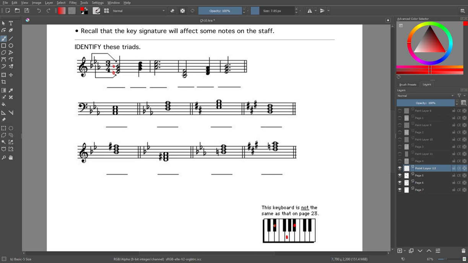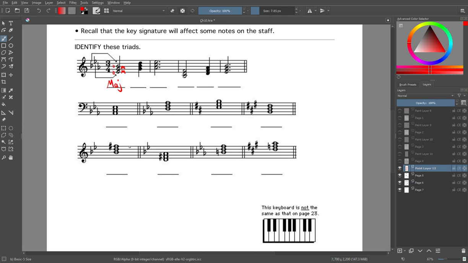Remember, we have to figure out what the thirds are. So we got 1, 2, 3, 4. We have a major third on bottom. And then we have 1, 2, 3, minor third on top. Major third on bottom, minor third on top. That is our major triad.